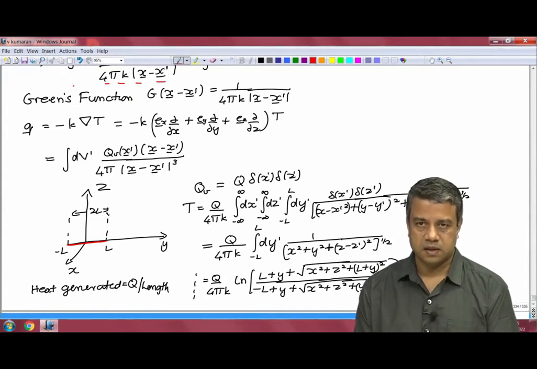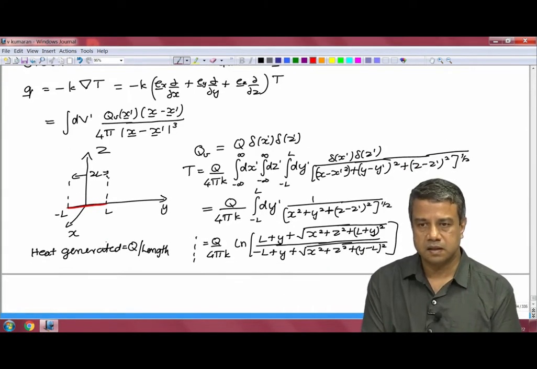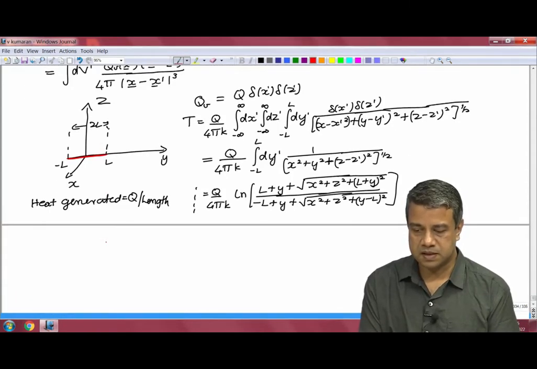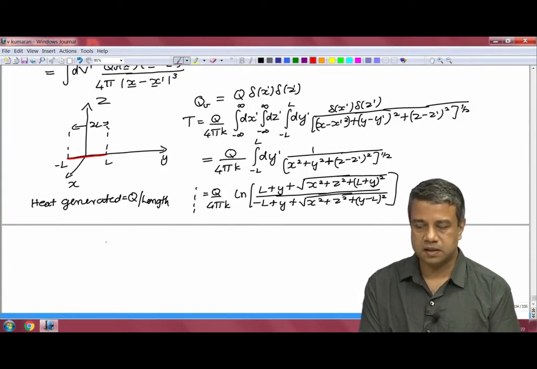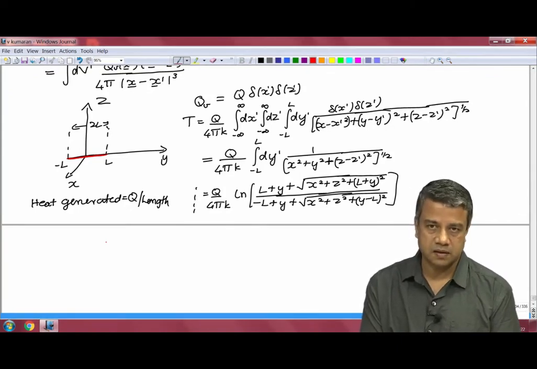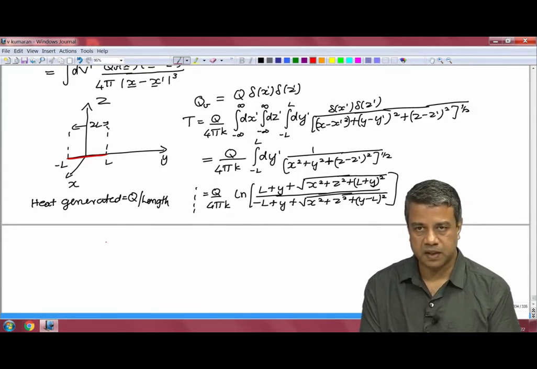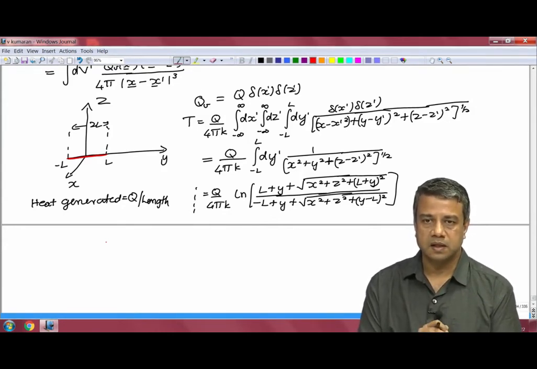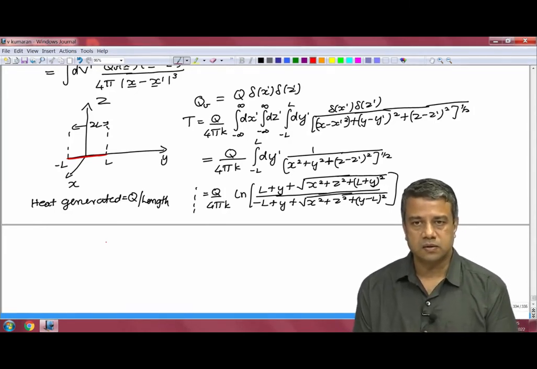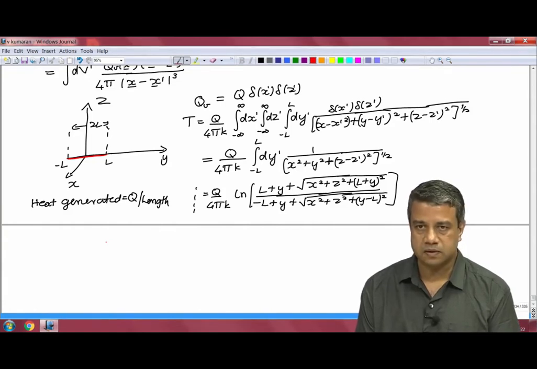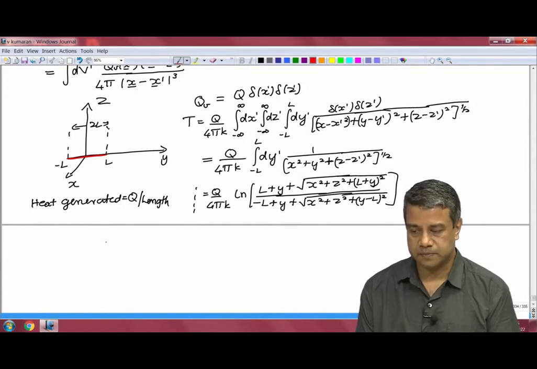So, it was effectively a delta function in the two perpendicular directions x and z. The wire was generating heat Q per unit length. Therefore, the volumetric source is equal to Q into delta of x prime into delta of z prime, because it is non-zero only when x prime is equal to 0 and z prime is equal to 0. It is 0 whenever x prime is not equal to 0 or z prime is not equal to 0. So, the volumetric source is a delta function.